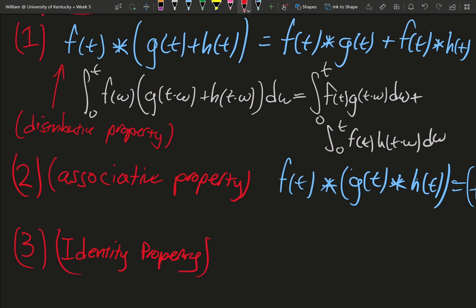The third is the identity property. So remember, the convolution of 1 and a function is not equal to just that function. However, there is a function that does behave like the identity. And that's the delta function.